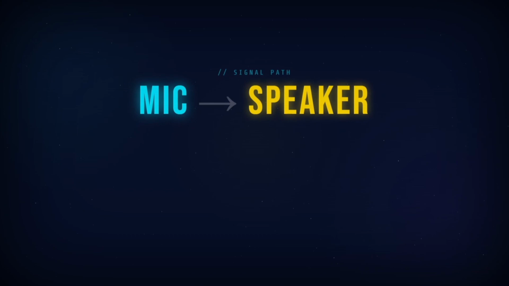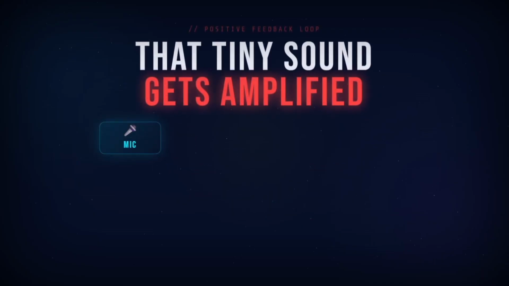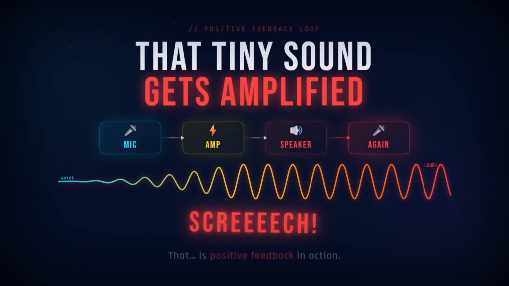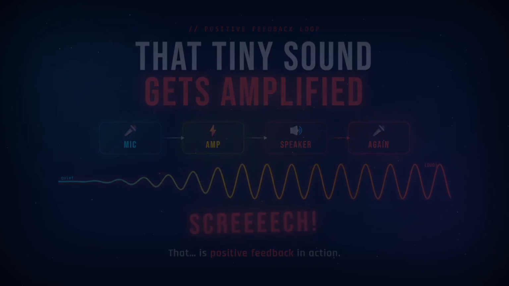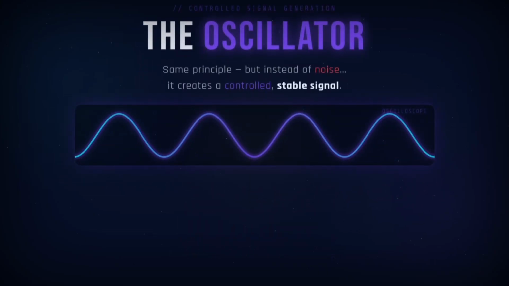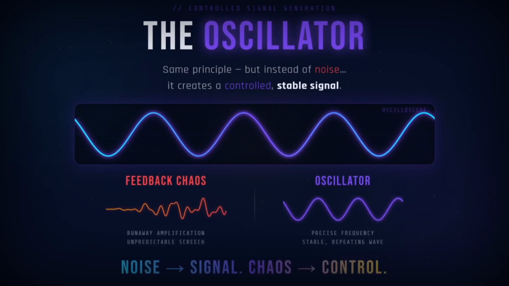Imagine you're speaking into a microphone connected to a speaker. If the speaker is pointed directly at the microphone, that tiny sound gets amplified, fed back into the mic, amplified again, and within seconds, you hear that loud, ear-splitting screech. That is positive feedback in action. An oscillator works on a similar principle, but instead of noise, it creates a controlled, stable signal.